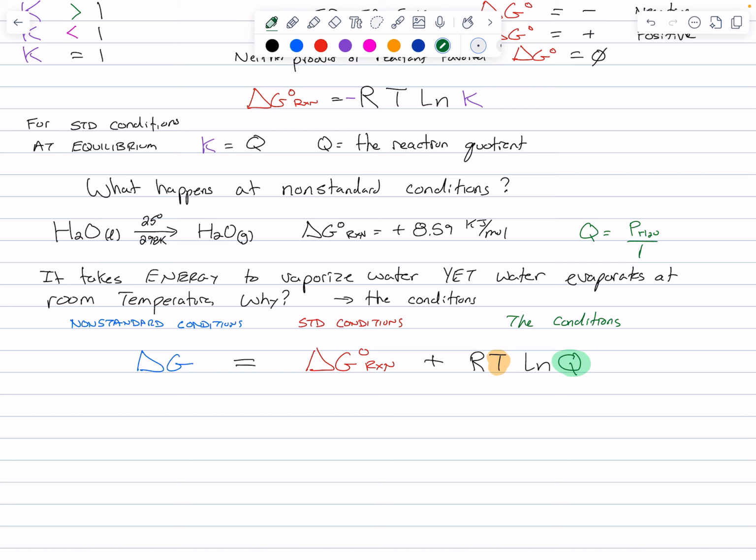And that's how the free energy can change. Even though you have a non-spontaneous reaction, it can become spontaneous because the conditions will allow it. So the conditions determine what's going to happen. That is what we're going to do with free energy and equilibrium.